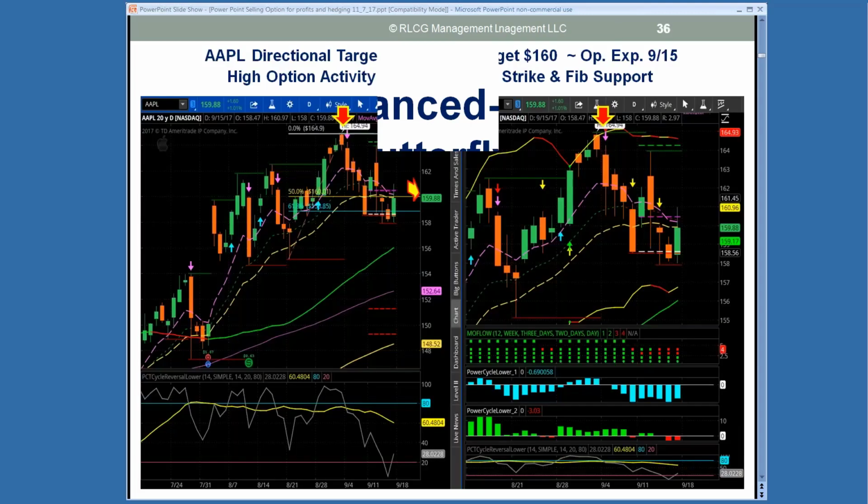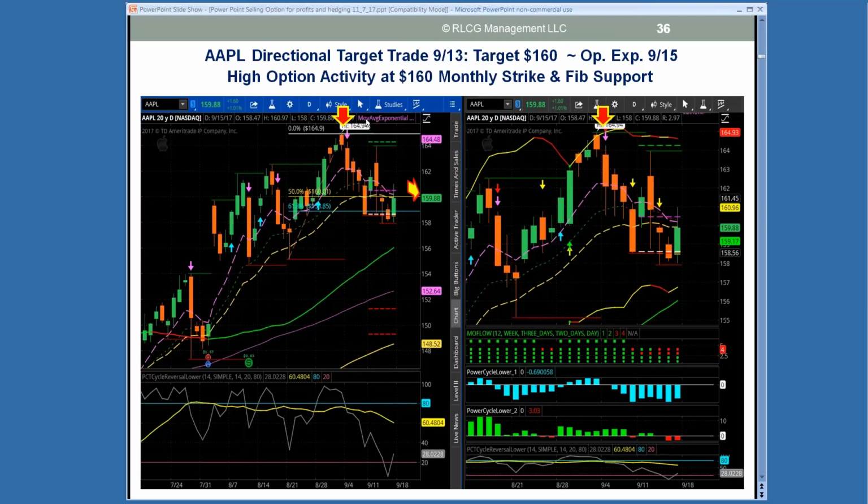So let's take a look at an example on this. This is on Apple. And again, first starting off with direction, we had a reversal on Apple, and then it started pulling back.